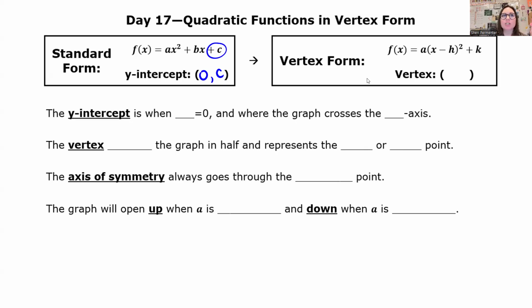Vertex form, we're going to change things into vertex form, and it looks a lot like completing the square. In fact, we're going to use completing the square when we rewrite these. One thing that's nice about vertex form is just like the name, vertex form can help you find the vertex. Vertex is always h comma k.